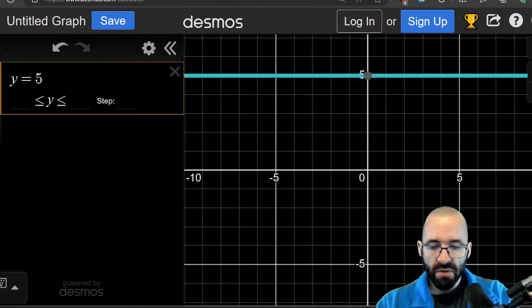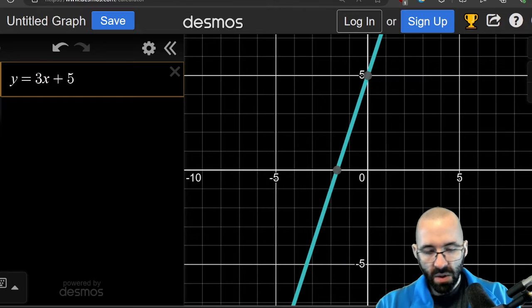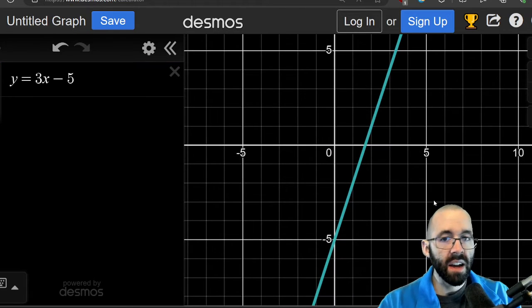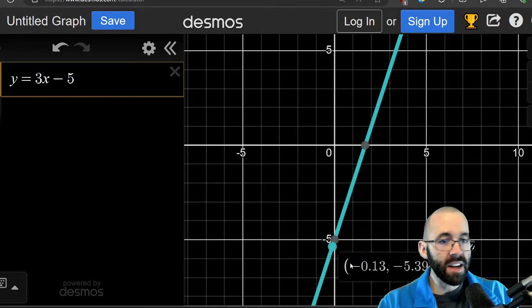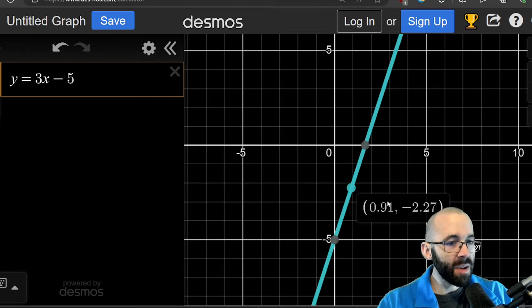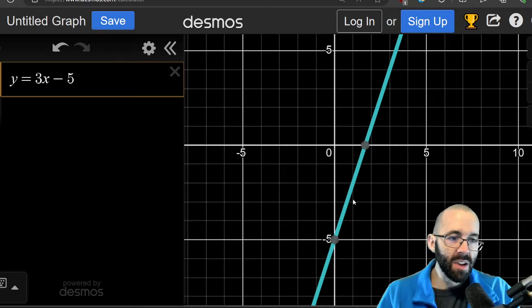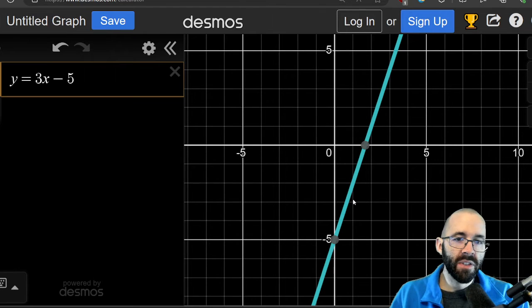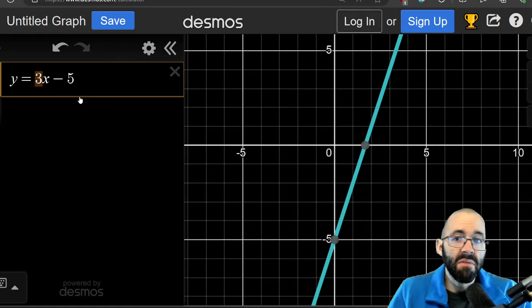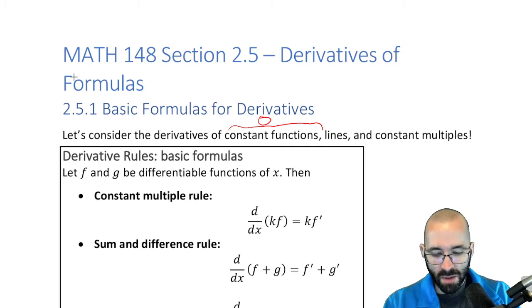What are the derivatives of any other line? Well, let's say I have the line 3x minus 5. What's the derivative of this line? The derivative is the slope. What's the slope of this line? It doesn't matter where you are. The slope of this line is going to be the same. That's something special about lines, right? The derivative of a line is just going to be whatever its m value is, whatever its slope is. Okay, so that's going to be m. And it won't depend on where we are.